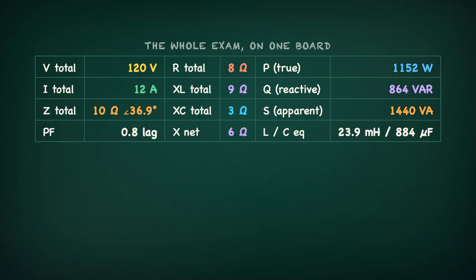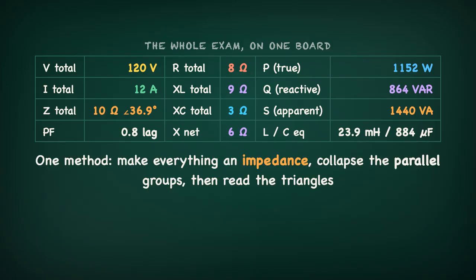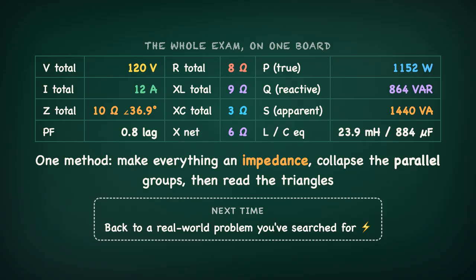So there's the entire exam on one board. Resistance 8, XL 9, XC 3, impedance 10, current 12, power factor 0.8. And the three powers, 1152, 864, 1440. One method got us all of it. Turn every part into an impedance. Collapse the parallel groups, then read the two triangles.